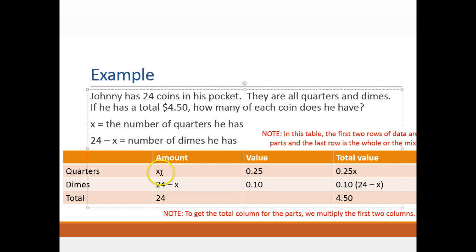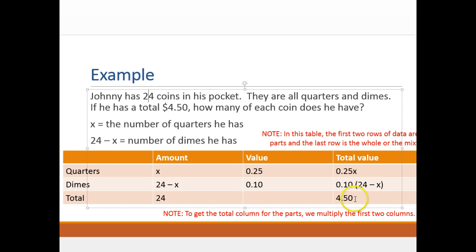The amount is simply the amount of each. So the amount of quarters we define to be x, the amount of dimes defined to be 24 minus x, and the total was 24 coins. The value, well, in this case the quarter has a specific value. It's worth 25 cents, so 0.25 is its value. A dime's worth 10 cents, so 0.10 is its value. We cannot define a total value for each individual coin because they're a mixture, so we leave this one blank.